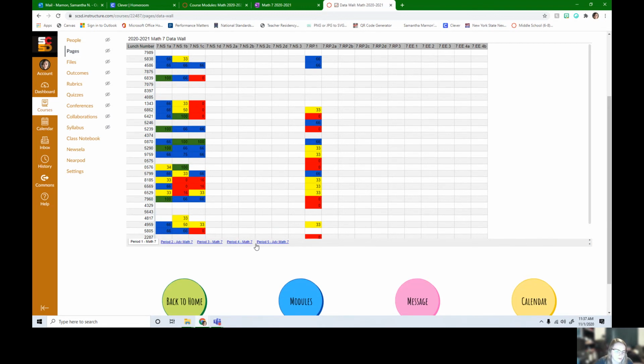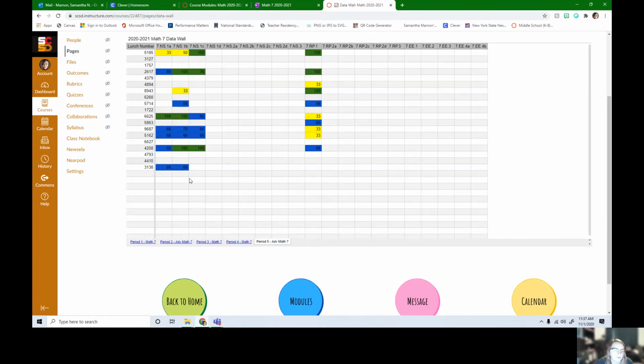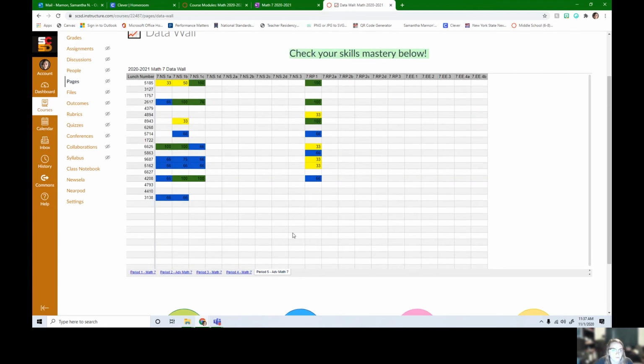So you can find your student's period. Here's period 5, and figure out what they need to work on. If I was this student who has green and only one blue, I might work on this 1D because I don't have any data for this yet. However, if I was this student, I'm not ready to move on to this yet because 1D is adding and subtracting, and I have a yellow here for adding and a yellow here for additive inverse. So instead of doing 1D, I might try to work on mastery towards these two standards.